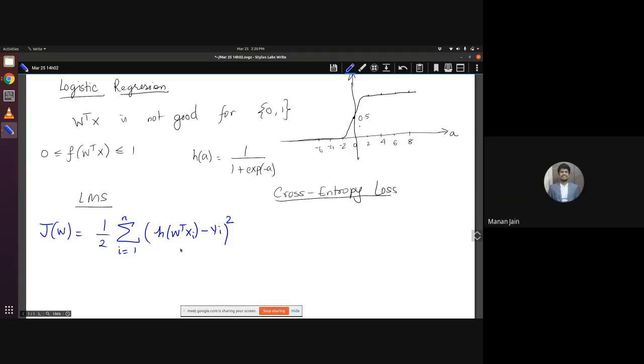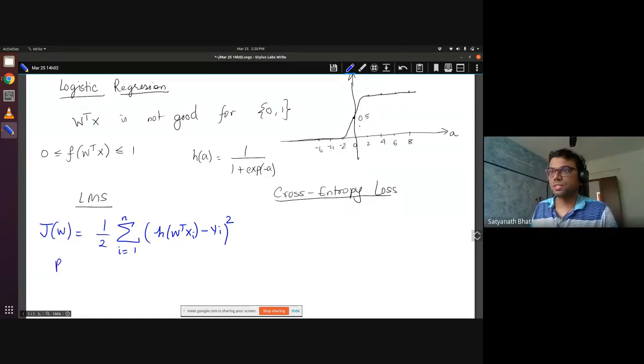Sir, we start with a random value of W, then we need to minimize the loss. So how will you minimize the loss? You say first is random W. Okay, what is then the next step?